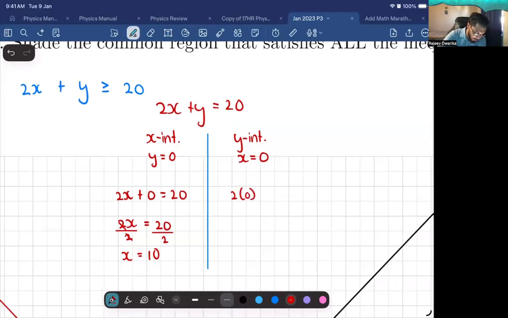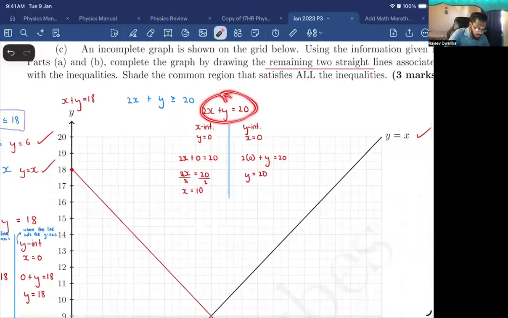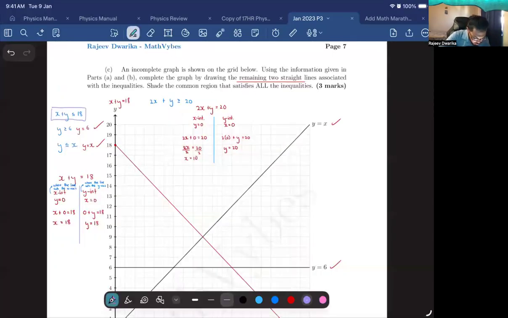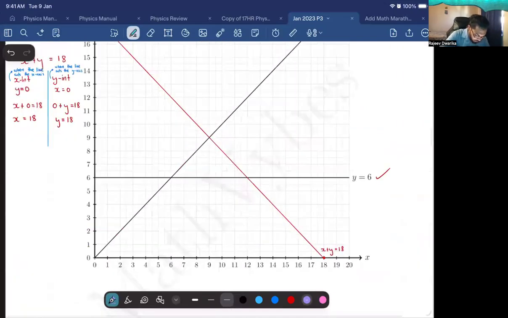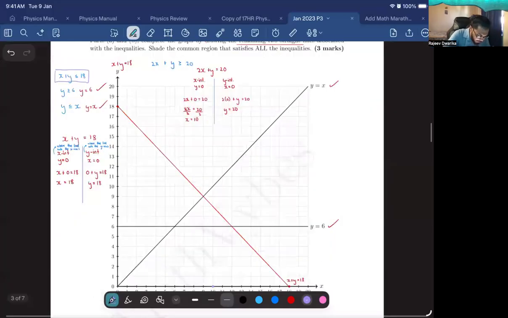And anywhere that I see x now, I'm going to replace x with 0. 2 times 0 plus y is equal to 20. So y is going to be equal to 20. So this line is going to cut the y-axis at 20. Right, 20. So for the other line now, I'm going to pick purple. So x is equal to 10, so it's going to cut the x-axis at 10, and it's going to cut the y-axis at 20.